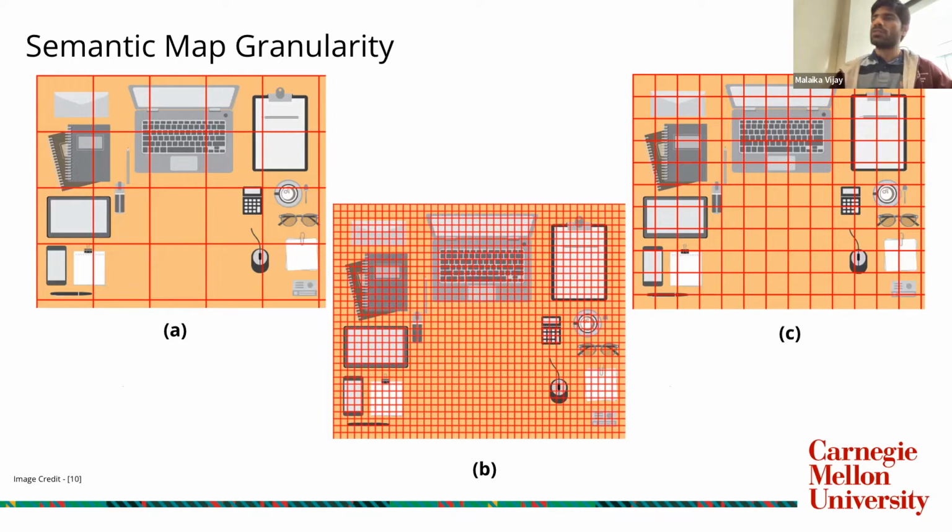Figure B shows an example of an extremely fine-grained granularity, wherein each search space cell contains only a single object, but each object spans many different search space cells. This makes it difficult for the agent to isolate the entire object out of the many different cells in which it is present. So we strike a balance between the large granularity in A and the small granularity in B to arrive at an optimal granularity level in figure C, wherein each search space cell contains a single object and an object does not span too many different search space cells.